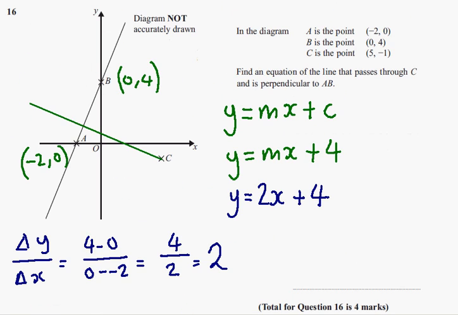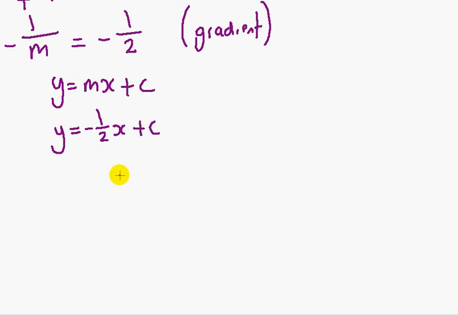Now we want the perpendicular line to go through C, and the coordinates of C are (5, -1). So (5, -1) is C. That's point C. We want to find the y-intercept, so we need to substitute the coordinates of point C into here. Okay, a little bit confusing with the 2 C's. This is the point C, and this c represents the y-intercept of the perpendicular line.